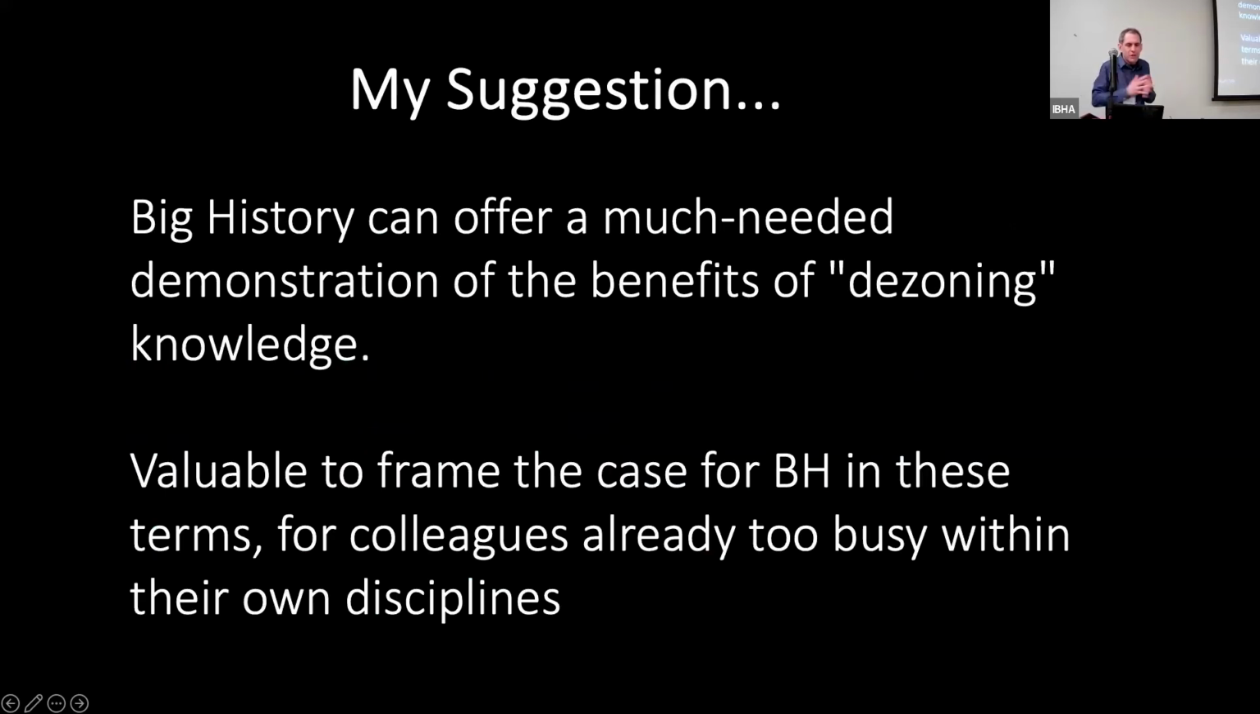Okay, so my suggestion, as we think about how to make the case to our colleagues who aren't familiar with big history, and we're trying to make the case about why this adds value when we're already super busy with our own disciplines and our own specialties, is that it can be a much needed prototype for the benefits of dezoning knowledge. And so in the last few minutes here, I'd like to think about how we could shape that as part of the discussion.